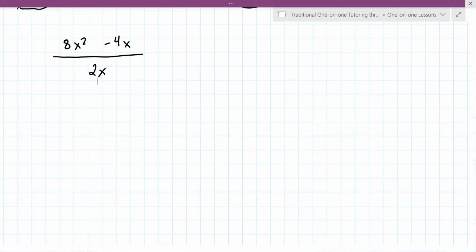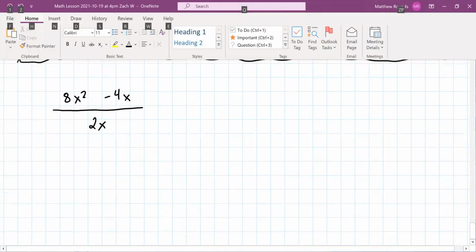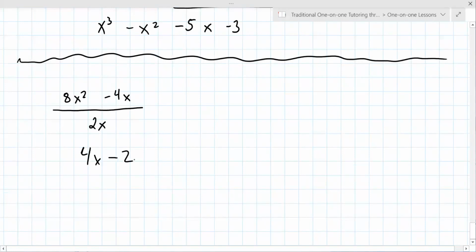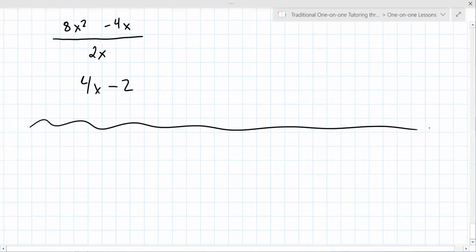Let me give you a couple of those and we'll see how you go. Let's say it's 8x squared minus 4x, over 2x. I'd like you to simplify that, please. You'd have 4x minus 2. Good, that was pretty straightforward. How about x minus 1 times 2x squared minus 3x plus 4. You can multiply that out, please.